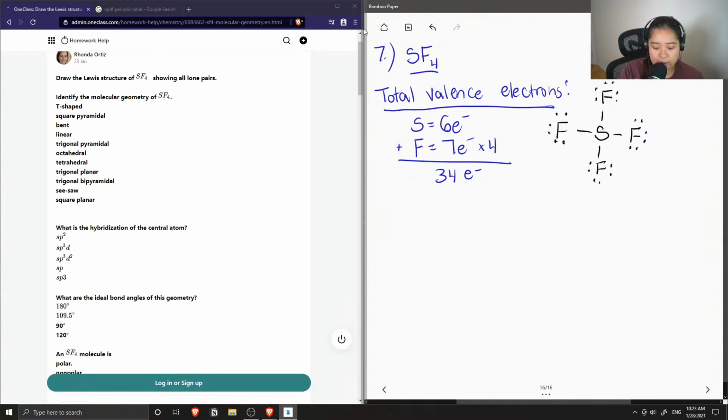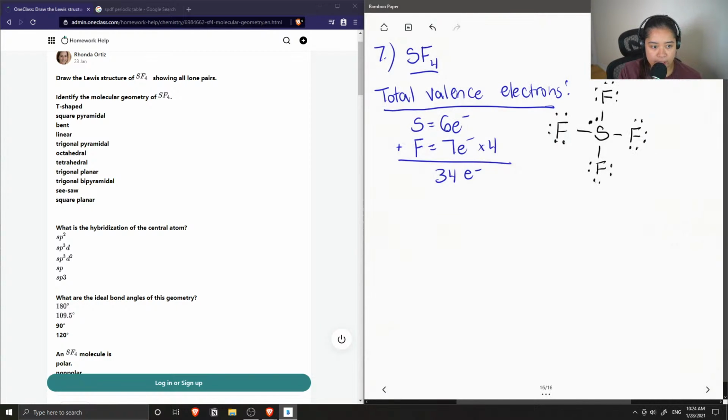So if we count out how many electrons I have so far, we have 2 electrons that are participating in the bond, and we have 4 bonds. And we also have 6 non-bonding electrons on our fluorine atoms. So we only have 32 out of the 34 electrons drawn. So for the remaining 2, I'm just going to add them as a lone pair on the central sulfur atom. So this gives us our final Lewis structure.